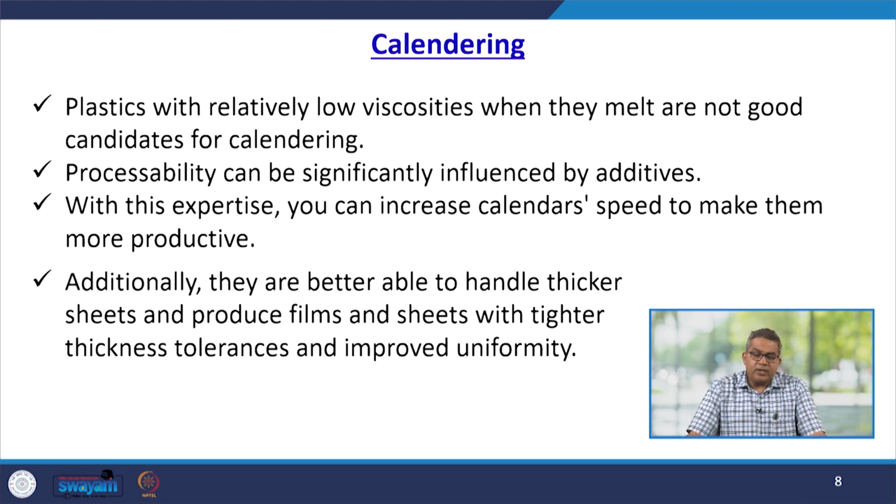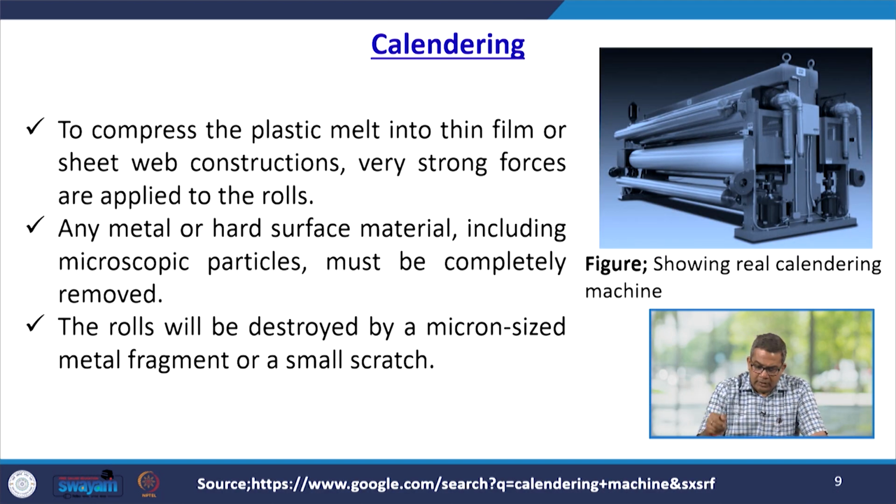Now, plastics with relatively low viscosities when they melt are not good candidates for calendering, right? Because low viscosity may create a problem and some sort of defects may be encountered. So, the processability can be significantly influenced by additives. With this expertise, you can increase the calendar's speed to make them more productive. Additionally, they are better able to handle thicker sheets and produce film and sheets with a tighter thickness tolerance and improved uniformity. Now, this is the actual calendering machine.